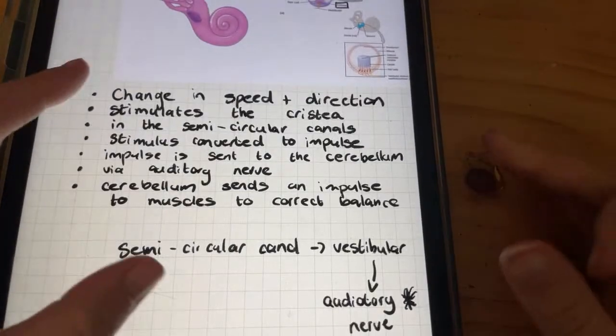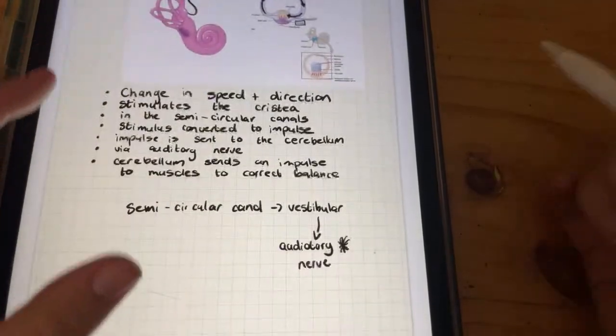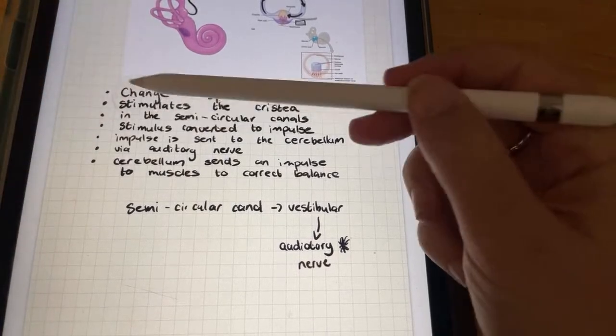Okay, let's not waste any more time. That was balance. I'm going to just erase this.